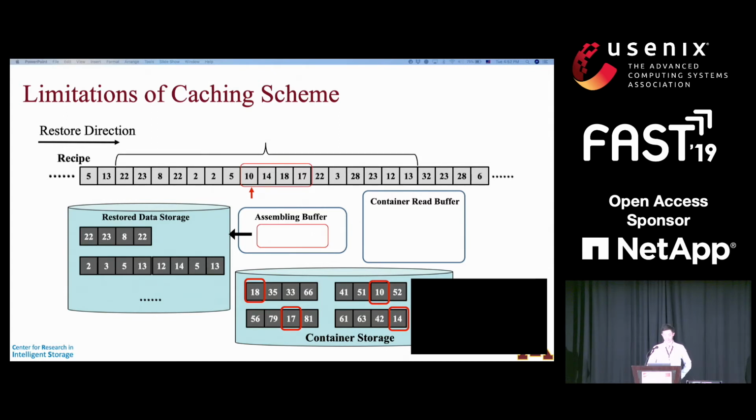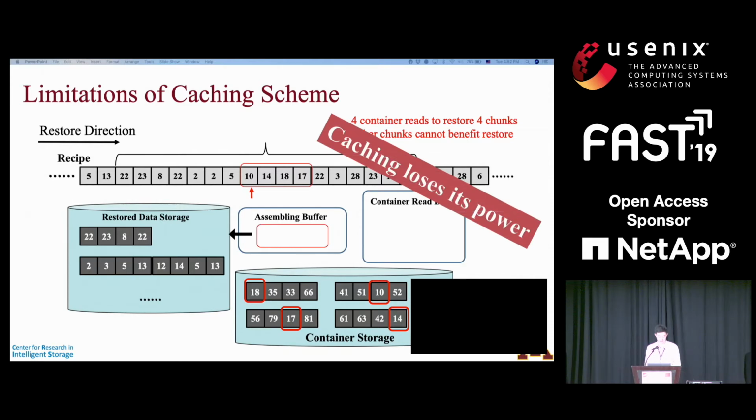And actually, if you look back to the past and look to the future, you find that the other chunks are irrelevant to the current restore. So your container reads cannot benefit the future restore process. So caching actually loses power.